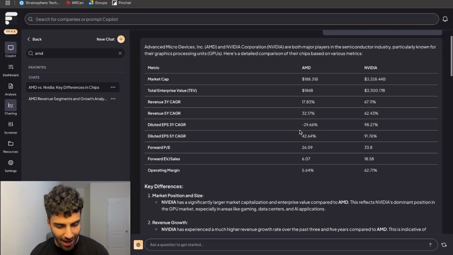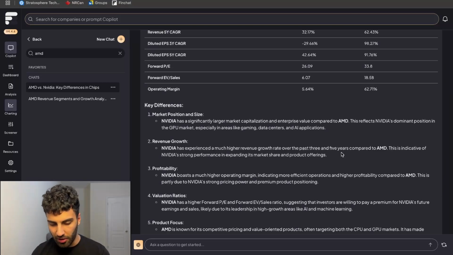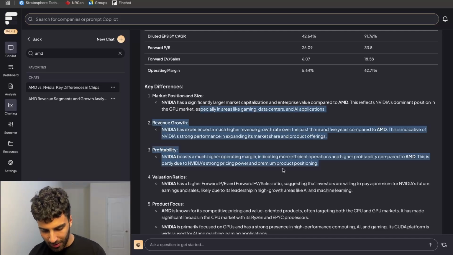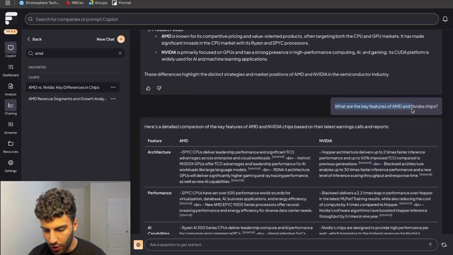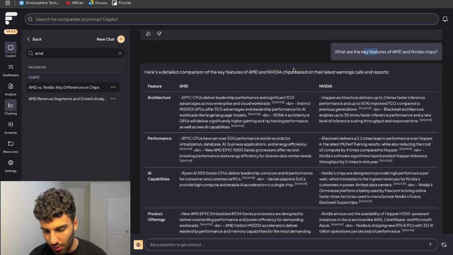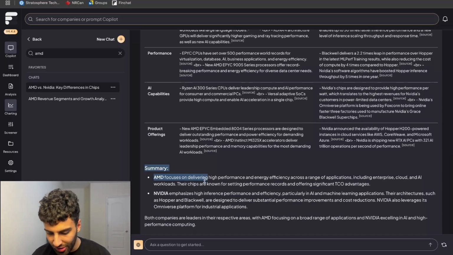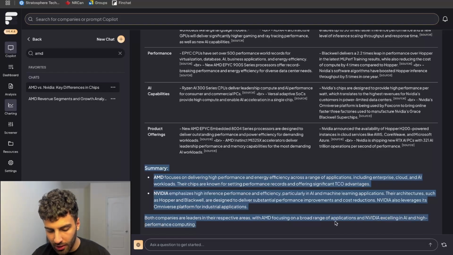So I asked it exactly that, right? I asked, what's the difference between AMD and NVIDIA's chips? It gave me some financial information, which we don't really care about too much at the moment. So I followed up with, what are the key differences of AMD and NVIDIA's chips, and it gave me a whole bunch of stuff, right? We're not going to read through all of this, but I think the summary here is probably a great description of their differences.